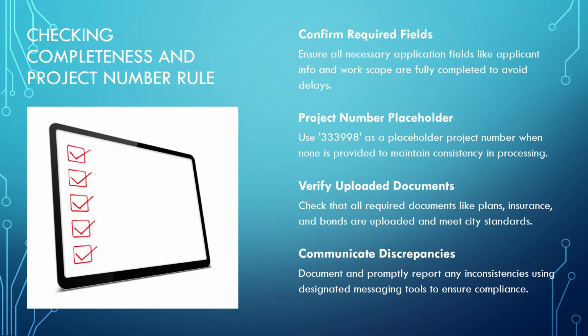Review the Details tab for accuracy, including contractor information, location, and any preliminary conditions. Verify that uploaded documents such as plans, traffic control plans, insurance certificates, and bonds are present and meet city standards. Document any discrepancies and communicate them promptly using the appropriate messaging tools. This thorough review is critical for maintaining compliance and preparing the application for approval.